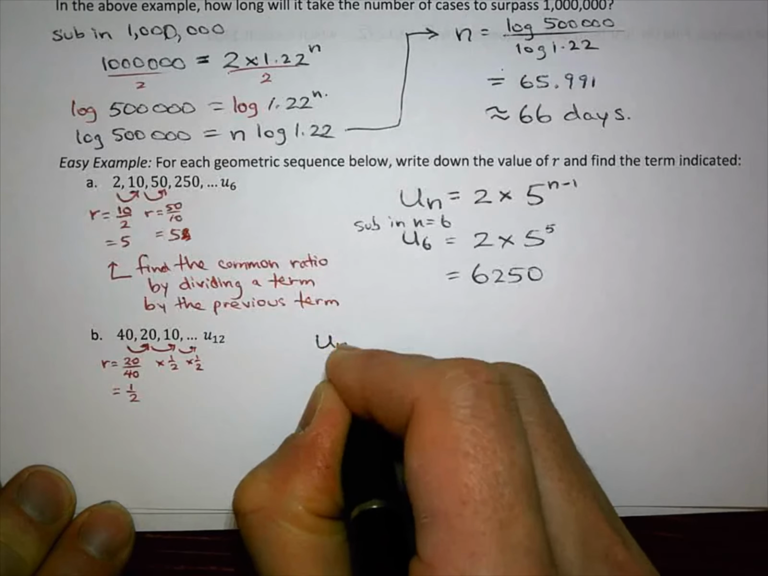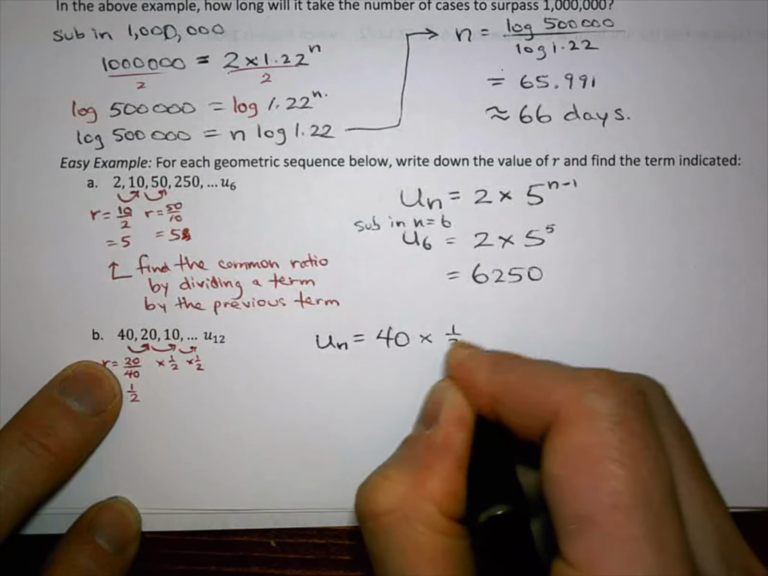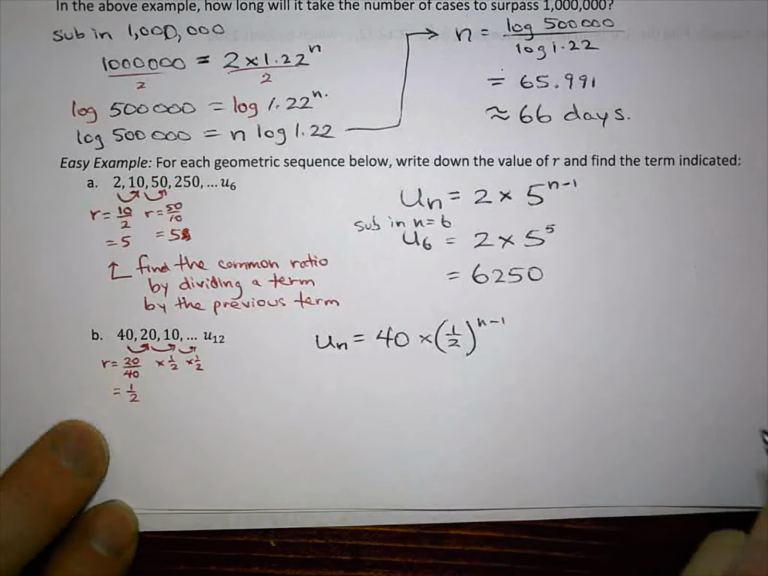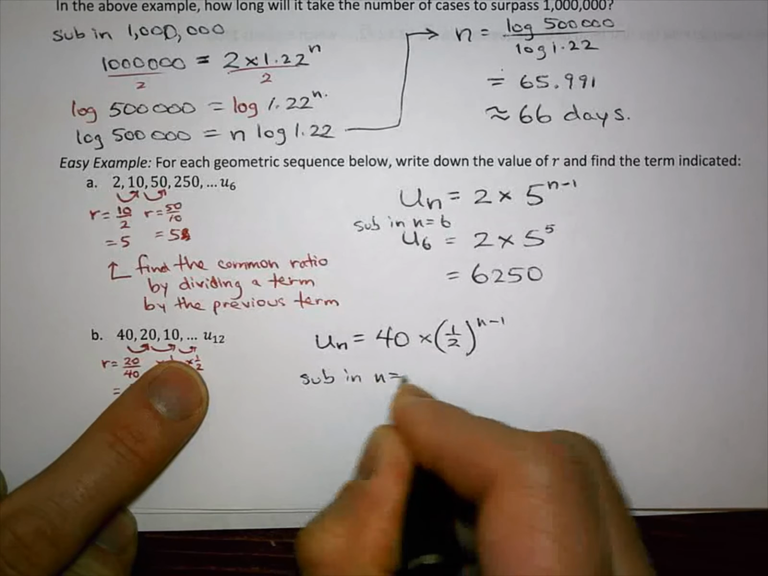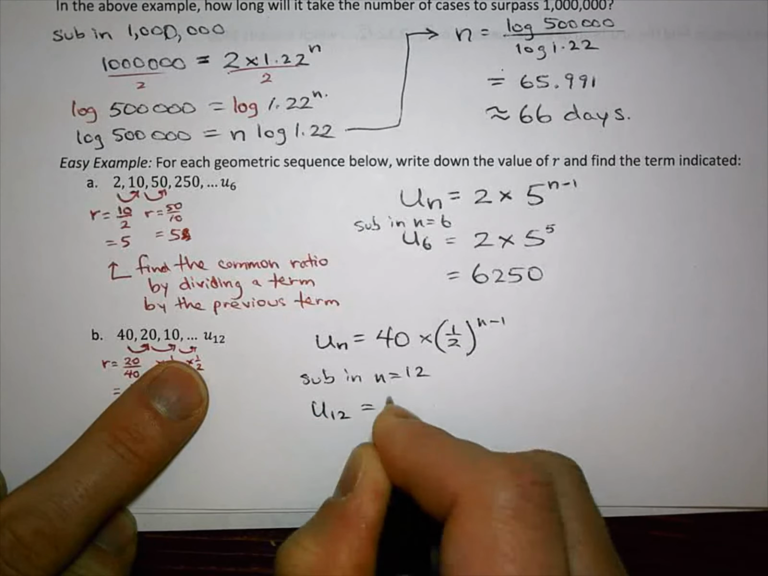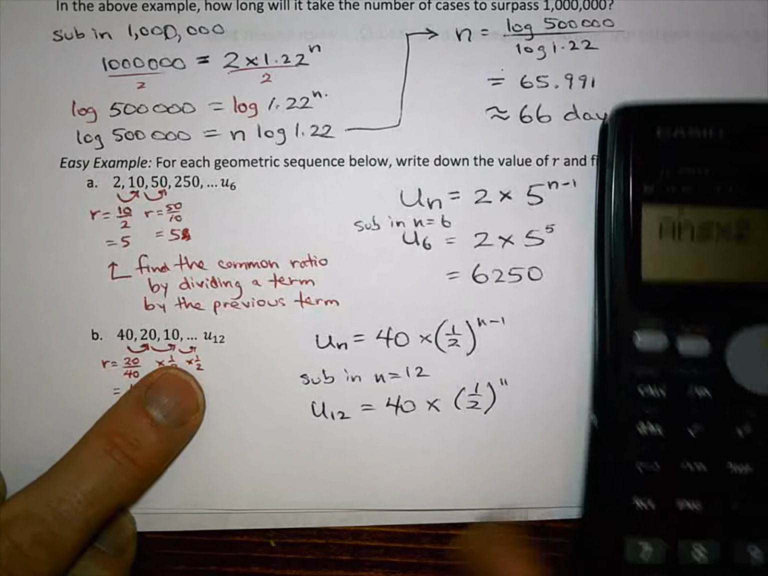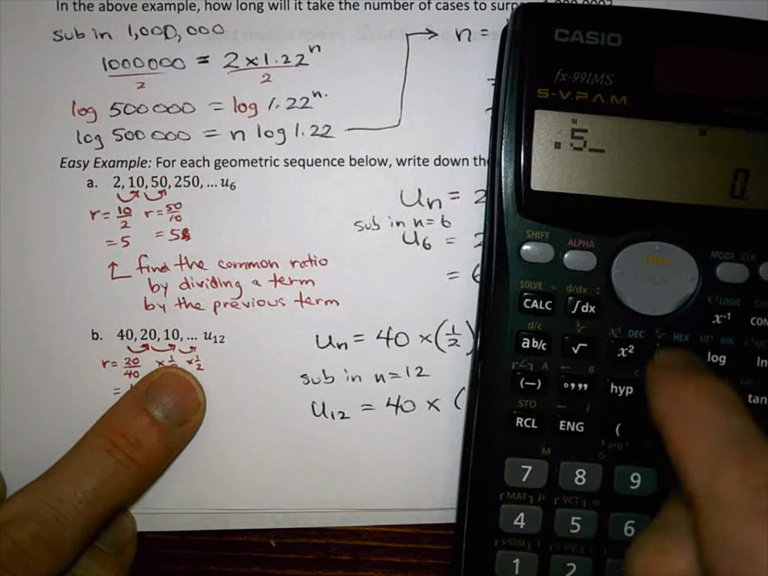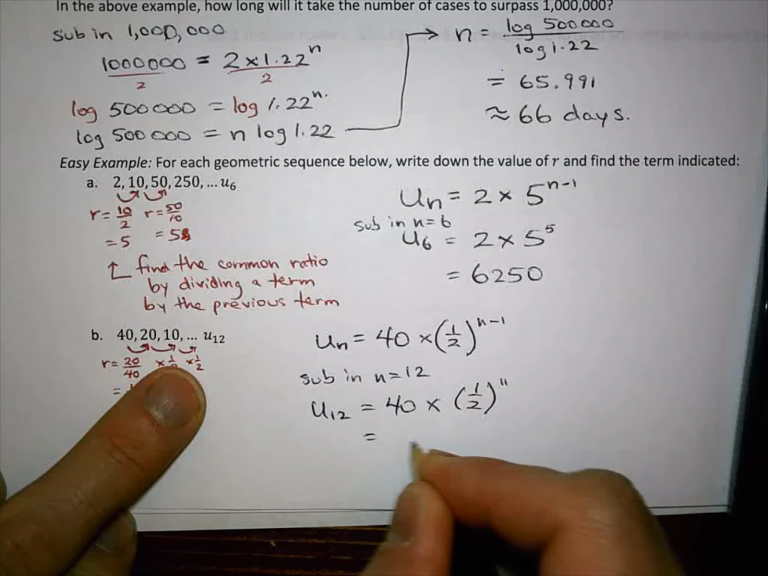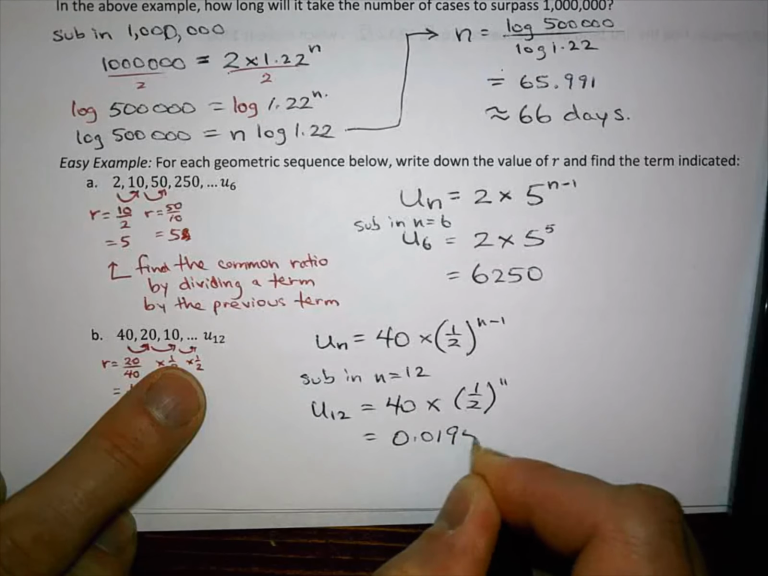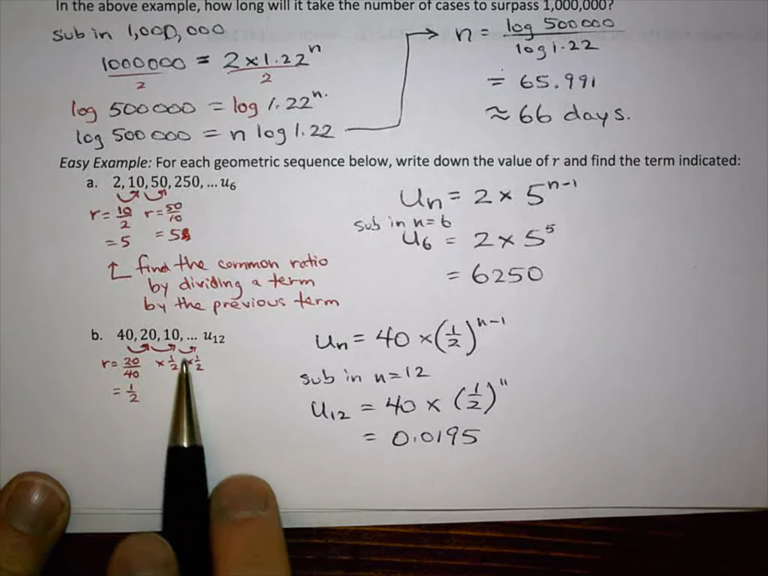Now I can write out my general term. Un is equal to the initial value, 40, times the common ratio 1/2 to the power of n minus 1. Now, if I want to know the 12th term, I sub in n equals 12, so I have u12 is equal to 40 times 1/2 to the power of 11. I'm going to use a calculator to do this. 0.5 to the power of 11 times 40. Get a very, very small number, to 3 significant figures. Does this make sense? Yes, because each time it's halving itself.